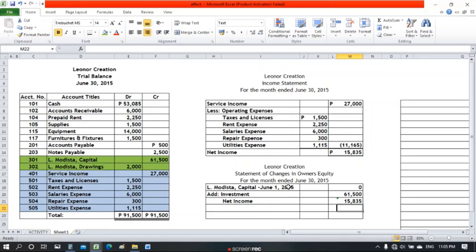That's why it is prepared in a cycle. So you cannot prepare statement of changes in owner's equity right after the trial balance because you need to get first the income statement for the net income or net loss result. So after adding it, you get the total. So yun lang yung mga under ng addition section from the statement of changes in owner's equity: the investment and the net income. So naka-indent din yung net income because under din siya nung addition.